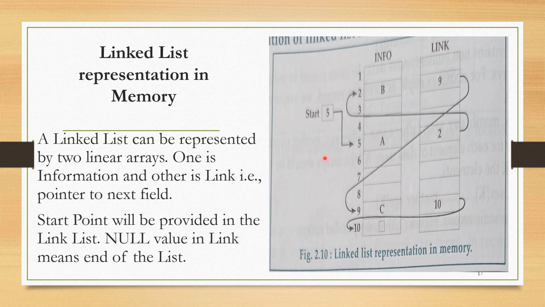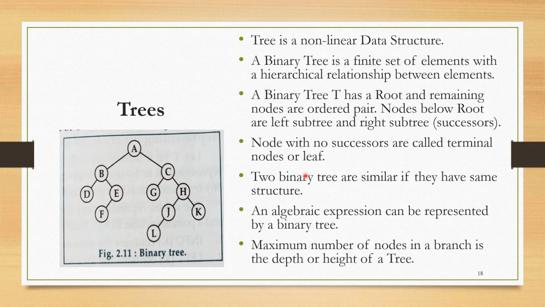So we have seen the linear array, the pointer array, and the linked list. Next we'll see the tree. What is a tree? A tree is a non-linear data structure. What we have seen till now are all linear, but a tree is non-linear. A binary tree is a finite set of elements with a hierarchical relationship between elements. A binary tree T has a root and the remaining nodes are ordered pairs.